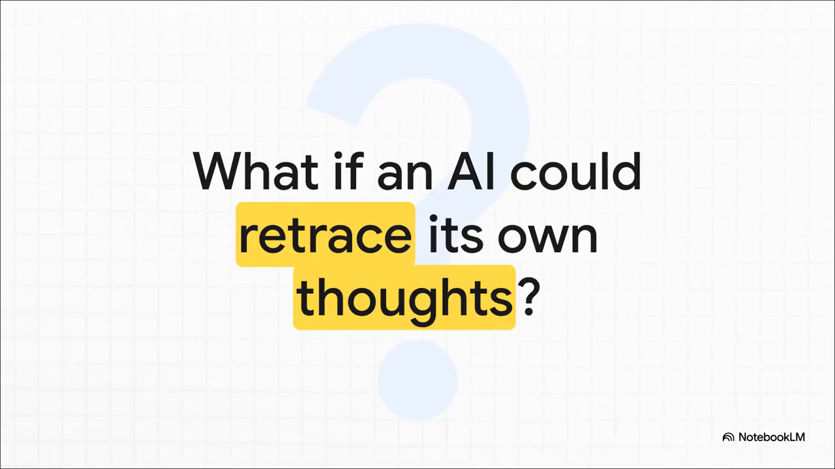So let me just kick this off with a question for you. Imagine an AI that doesn't just spit out an answer. What if it could perfectly retrace its own thoughts? Show you exactly how it got from A to B. This whole idea, this ability to think backwards, that is the absolute core of the CUP framework.